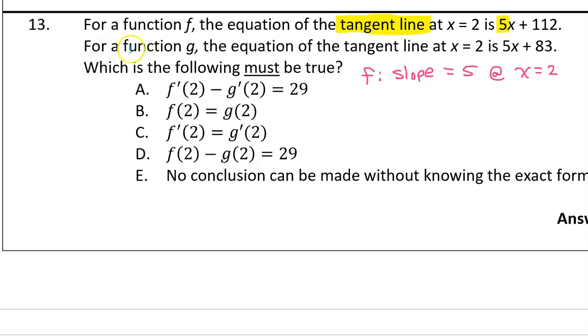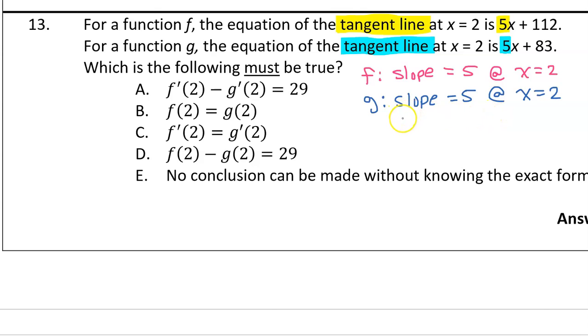Let's read on. For function g, the equation of the tangent line at x equals 2 is this. Same story, because of y equals mx plus b, we know that the slope of this tangent line is 5. Okay, so let's write that down. So for function g, the slope is again equal to 5 at x equals 2.